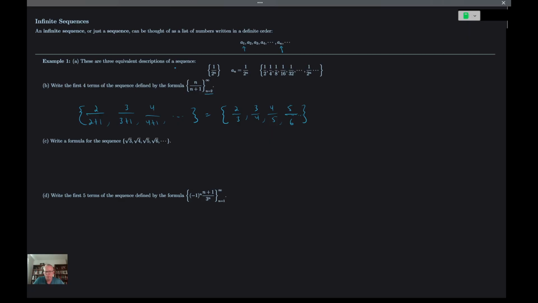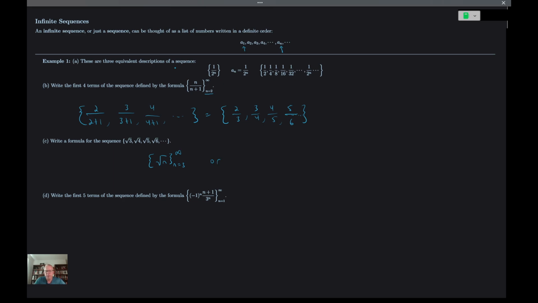Now, write a formula for the sequence. So we have square root 3, square root 4, square root 5, so on. So we notice that each number under the square root is 1 more than the previous number. But we don't start with 1, so we're not going to write necessarily square root n, although we could. So we could write this as square root n, where n goes from 3 to infinity. So it doesn't really matter, since we're going up to infinity. We can start wherever we want and still end up with an infinite number of terms.